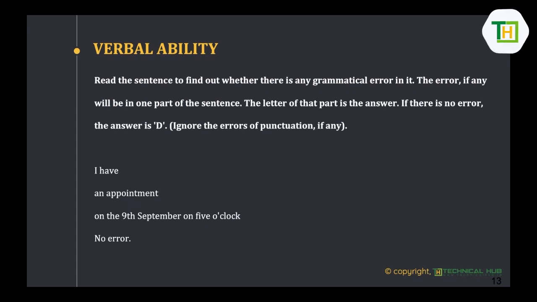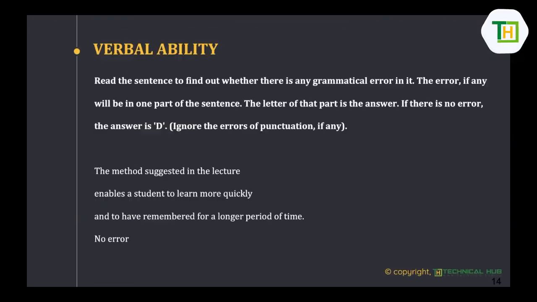The same here. I have an appointment on the 9th September on 5 o'clock. It's very important. I have, correct. An appointment, article is also used correctly. On the 9th September on 5 o'clock, what? At 5 o'clock. So this is the right option and the wrong statement. Clear? Sometimes there is a possibility of no error also. You have to check that also. Don't worry. The method suggested in the lecture enables a student to learn more quickly and to have remembered for a longer period of time.